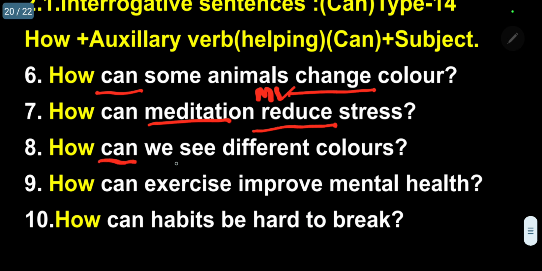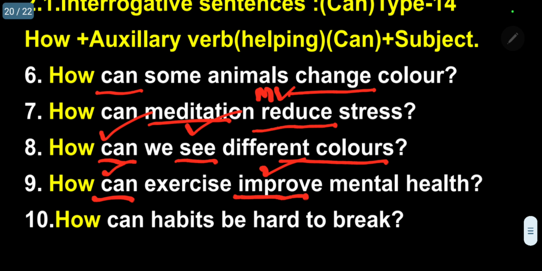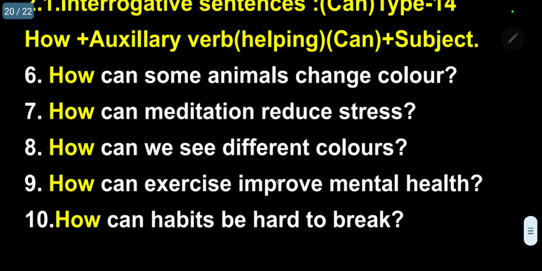How can we see different colors? See, main verb; can, the auxiliary verb. How can exercise improve mental health? Improve, main verb; can, auxiliary. The same way, how can habits be hard to break? Be, main verb; can, auxiliary.